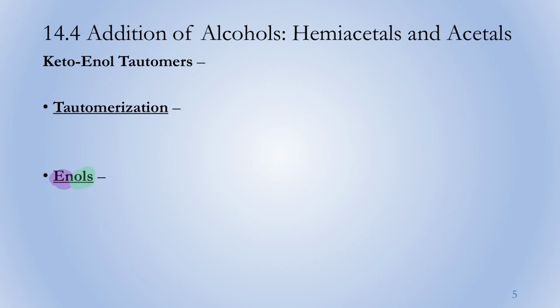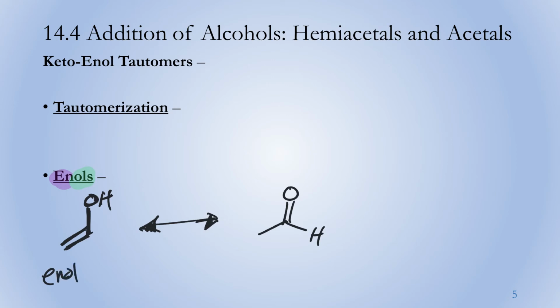So an enol would be something like this, and the rest of the structure doesn't really matter, but you have the alkene and you have the alcohol, so it's an enol. And those can readily interconvert between that, and I guess in this case it would be an aldehyde right here. So enol, aldehyde, and the process here we call tautomerization.